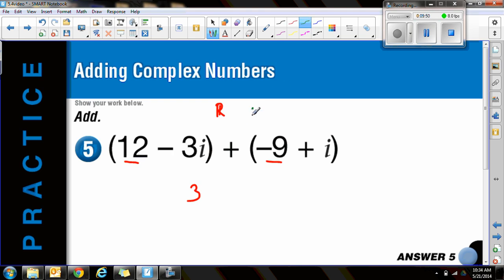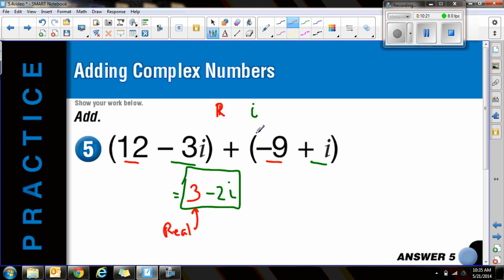I'm then going to take my imaginary parts, which we're going to call green, which are negative 3i and positive 1i, and I'm going to add them together. So negative 3i plus 1i leaves me with a negative 2i, and 12 minus 3i plus negative 9 plus i results in the complex number 3 minus 2i. Notice the red, that's what we call the real part, and the green is our imaginary part.